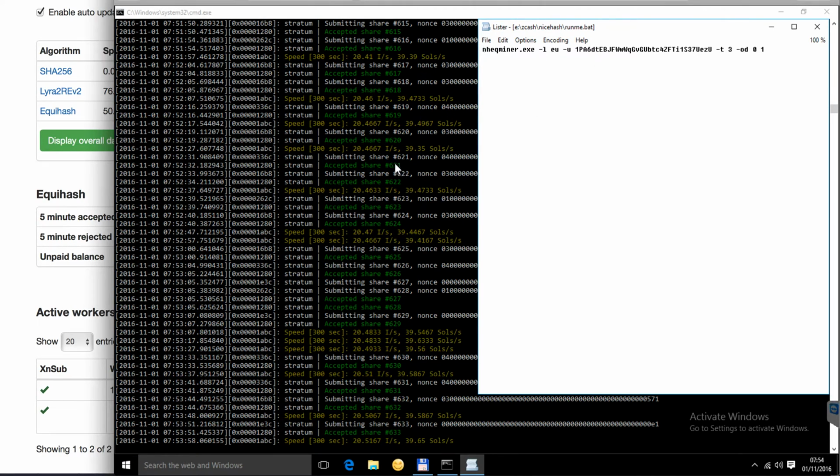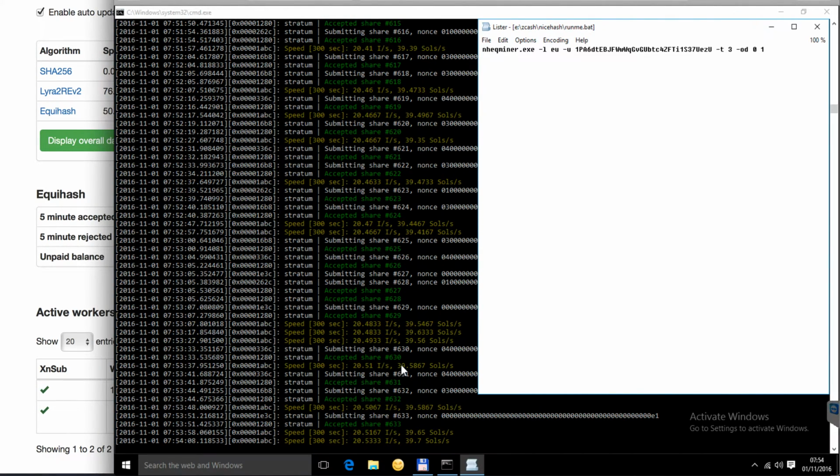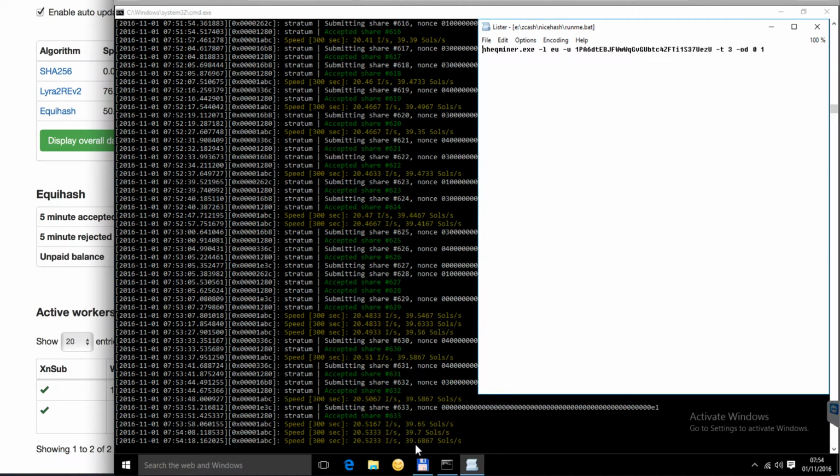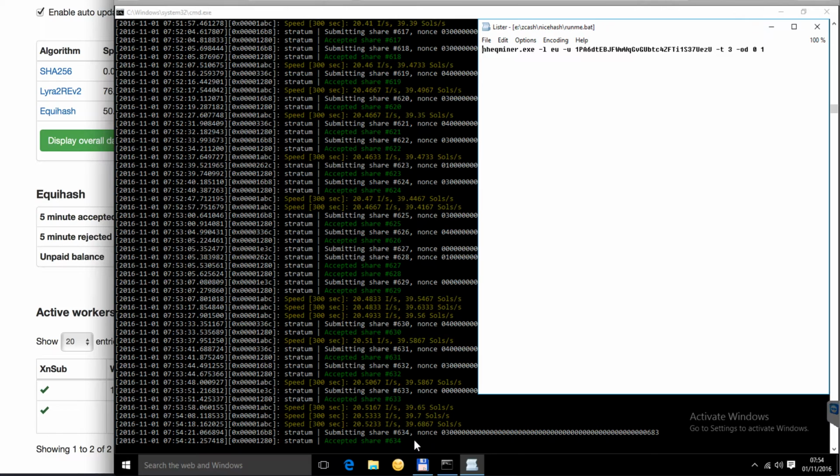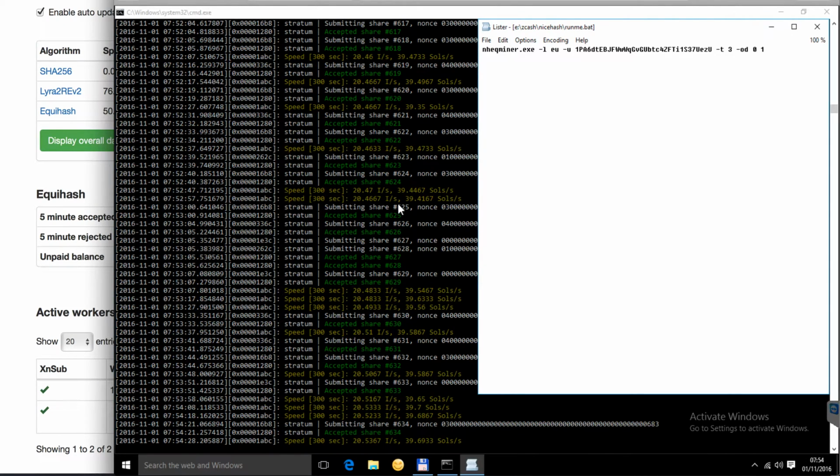Okay, next. It's just the output of the mining. So this system runs at 39, 38, or sometimes more, sometimes less, depending on the load, which is quite good, I think. Not a bad hash rate.